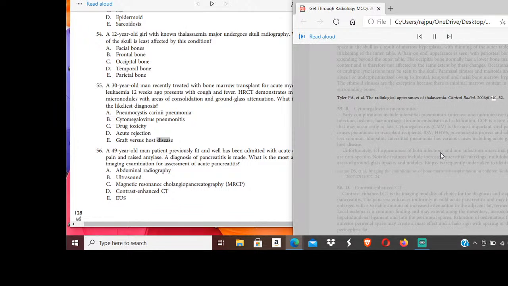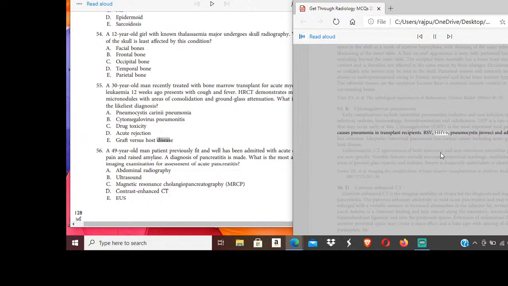55. B. Cytomegalovirus pneumonitis. Early complications include interstitial pneumonitis, infective and non-infective types, infection, edema, hemorrhage, thromboembolism, and calcification. COP is a rare complication that may occur early or late. Cytomegalovirus, CMV, is the most important viral pathogen that causes pneumonia in transplant recipients.